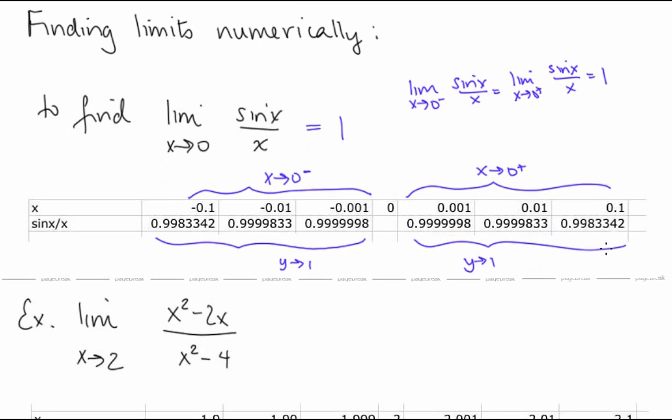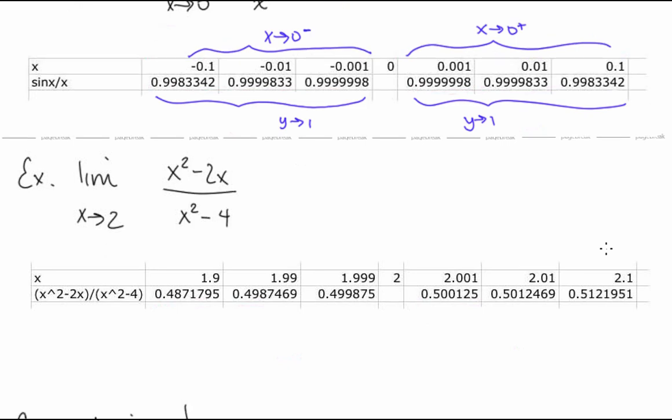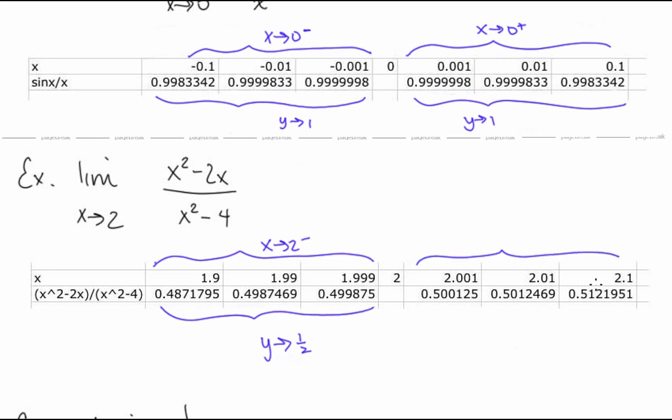Let's take a look at another example. Limit as x goes to 2, x squared minus 2x over x squared minus 4. Now we're talking about x values going to 2. Here are some x values that are getting closer and closer to 2 from the left. And let's take a look at the y values. The y values are approaching 1/2. Here we have x values approaching 2 from the right, and the y values are also approaching 1/2. So this limit is equal to 1/2.